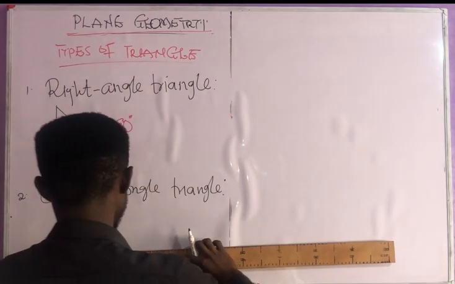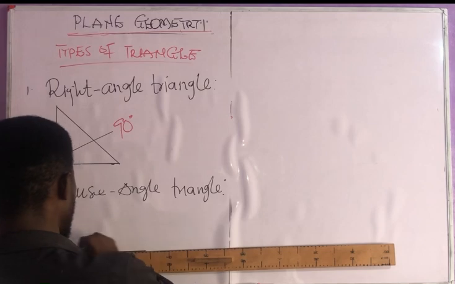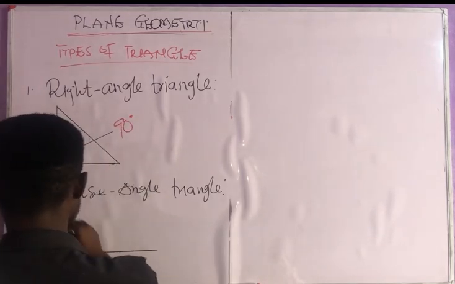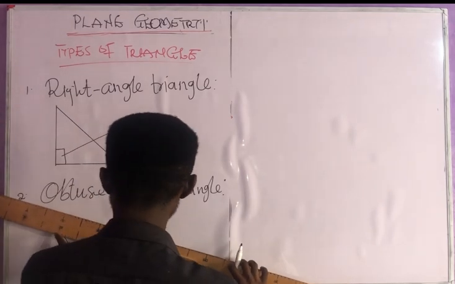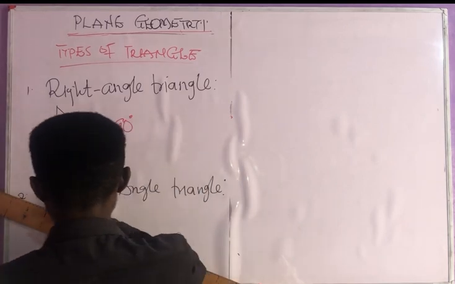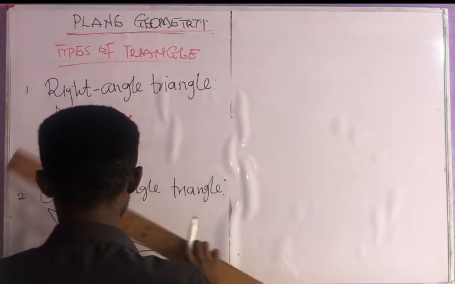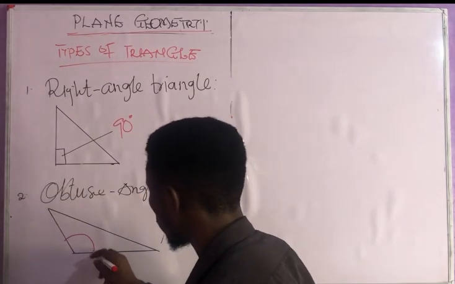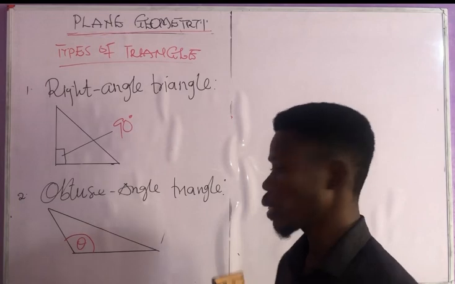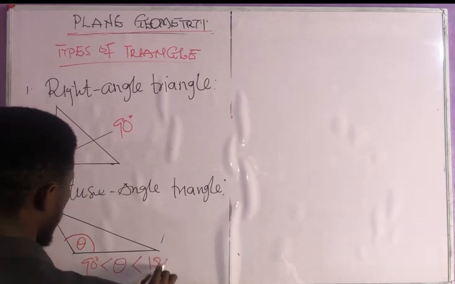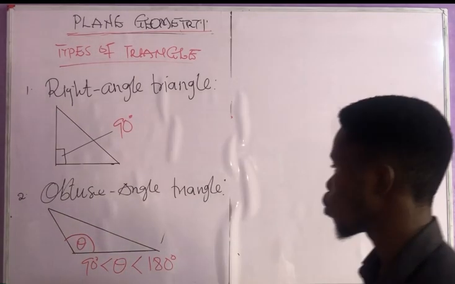So I have something like this, and then something like that. So the angle that forms here is angle theta. We are saying that this angle is greater than 90 degrees but less than what? 180 degrees. So this is an obtuse angle.